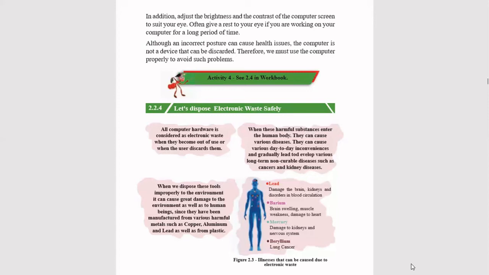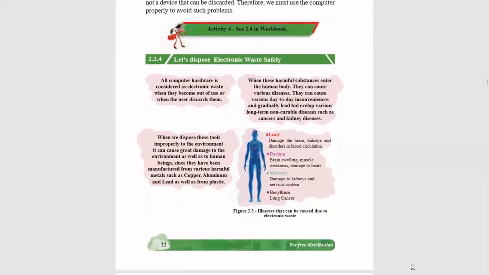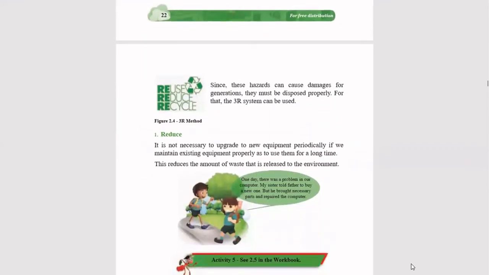Right? So when we are disposing these things to the environment, we have to do it in a proper manner because these gadgets have a lot of metals like copper, aluminum, lead, mercury, beryllium. These are very harmful for the human body and for the environment. So it will lead to long-term non-curable diseases like cancers and kidney failures. For example, lead causes damage in the brain, kidney disorders, blood circulation problems, cancers, right? And damages your nervous system. So a lot of illnesses can be caused. Therefore, we have to make sure you dispose of them in a proper way.